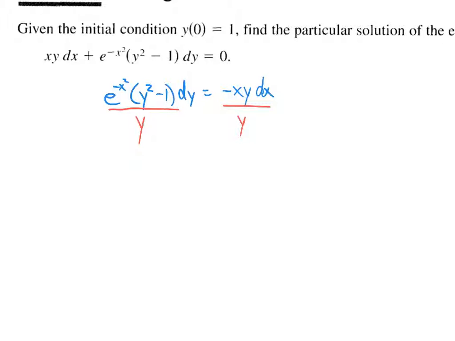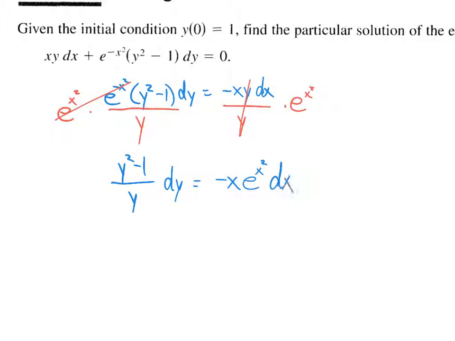I'm actually, and this is where you can save yourself a little bit of work, going to multiply by e to the positive x squared, because that's the reciprocal. So I'm going to multiply by e to the positive x squared over here. That will cancel that out. This will cancel out the y, and notice what I end up with: y squared minus 1 over y dy, and over here negative x e to the x squared dx.